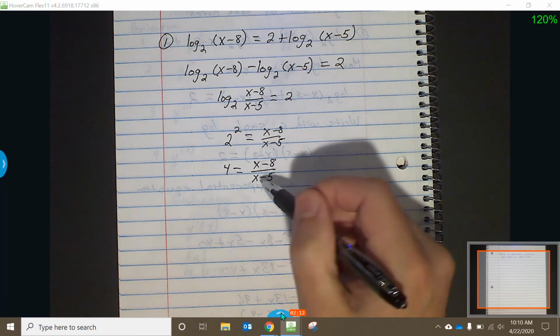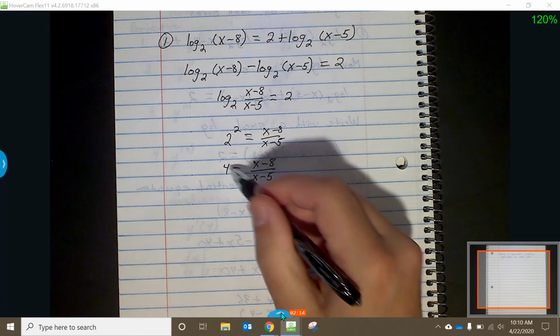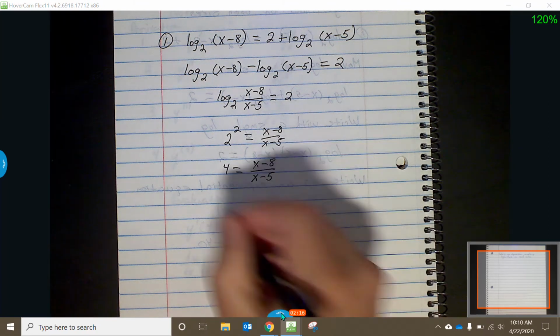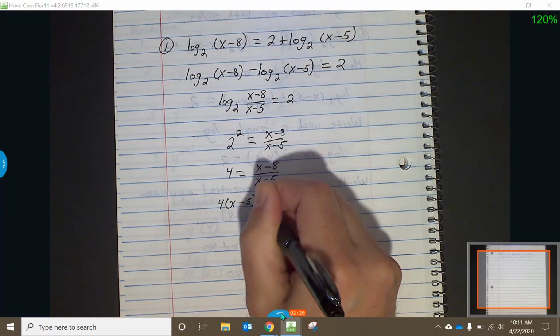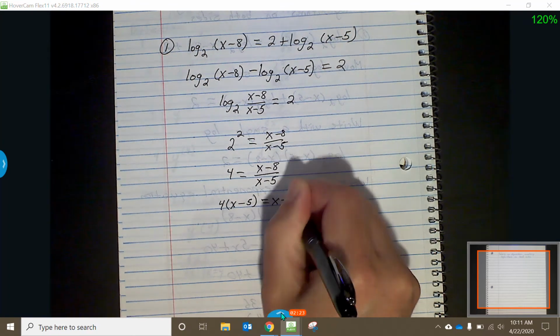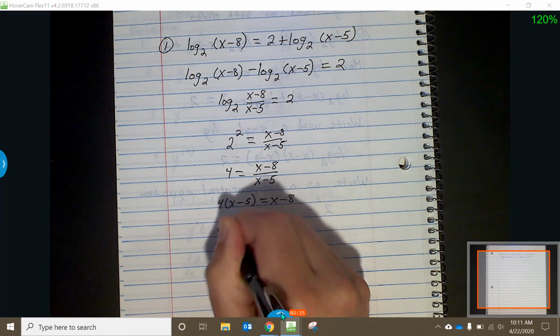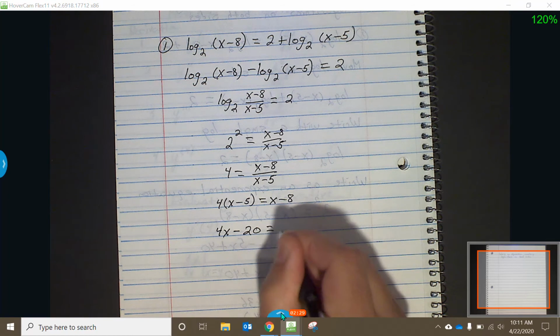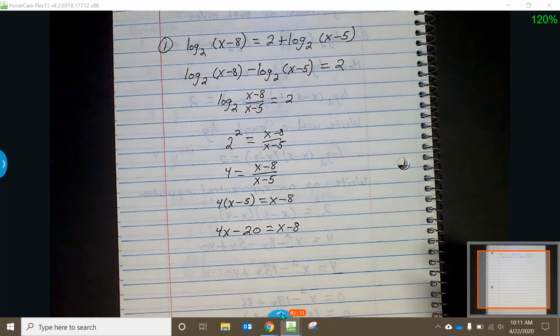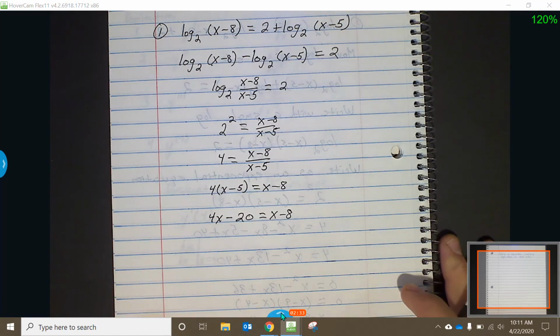If we're solving for x, we can't have an x on the bottom. So what we're going to do is multiply both sides by x minus 5. So we get 4x minus 20 equals x minus 8. And this one doesn't turn out to be a quadratic, it's just linear.